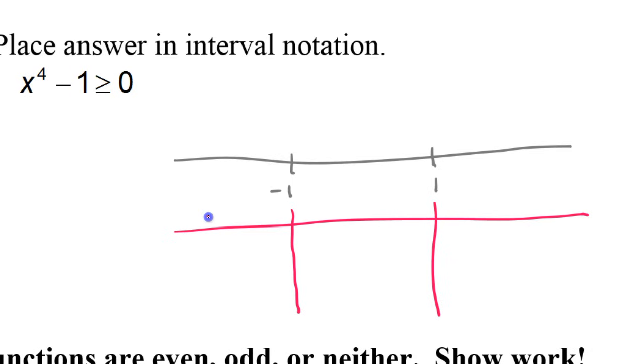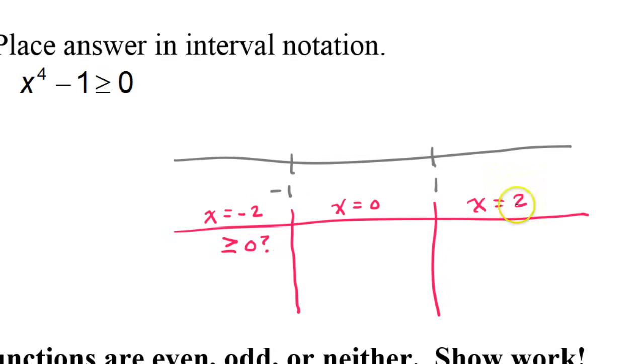To the left of -1, I'm going to pick a value. I'll just pick -2. Between -1 and 1 is 0, so I'm going to pick that for sure. And to the right of 1 is 2, for example. I could have done 3 or 4, but I'm just going to do 2. I need to check each one of these values, plug them into the function and see if the function is going to be greater than or equal to 0.